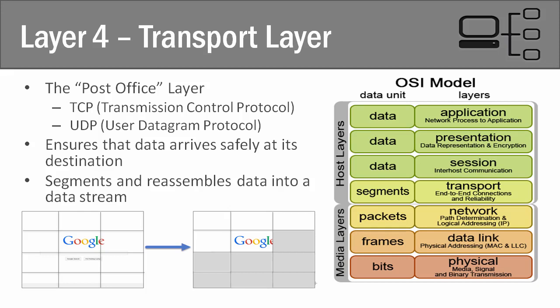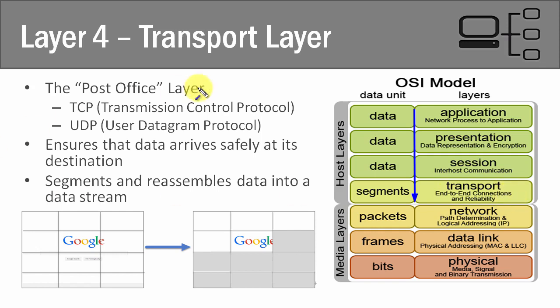So now we've reached the halfway point. We're down to layer 4, the transport layer, and this is the very bottom layer of the host layers. So what is this all about? Well, let's go ahead and talk about it. This layer is all about end-to-end connections and reliability.